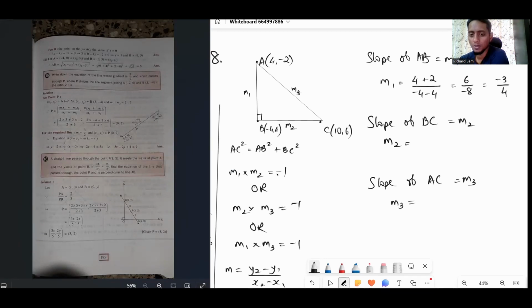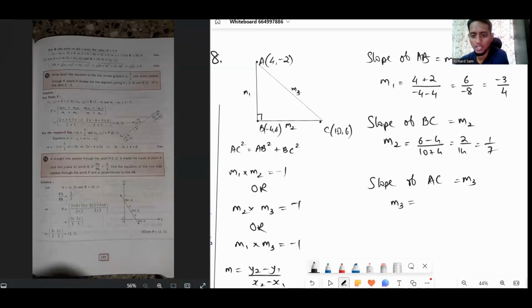No. See here, M2 is 6 minus 4 upon 10 plus 4. Correct? 6 minus 4 is 2, 2 upon 14. That is 1 upon 7. That's all. 10 seconds it should take. Not more than that.